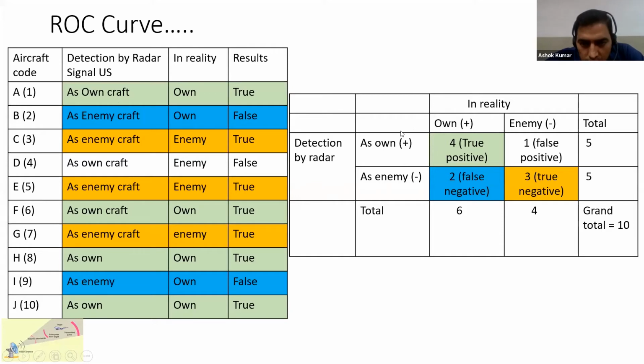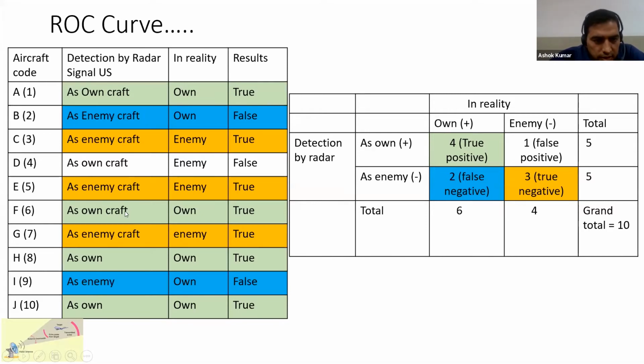Means it is an own aircraft, and in reality it is an own aircraft. So it is a true positive. Then here you can see there are 4 in light green, own craft. In reality, it is own, and then the result is true.